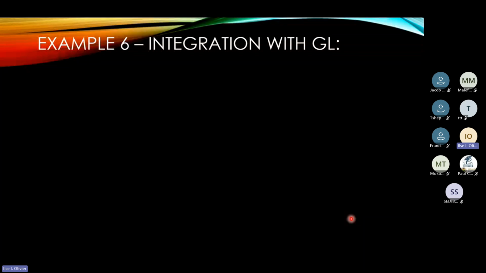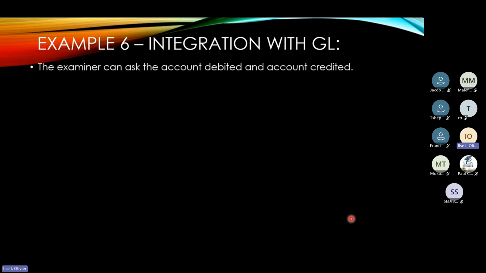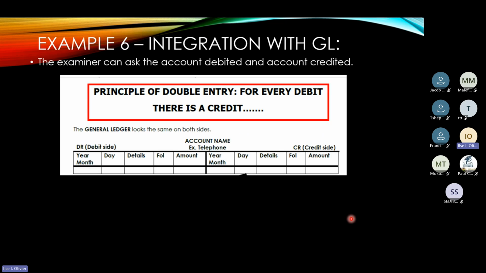We will look at this term again later, but I'm going to just introduce it to you today so that you know what we are talking about when we get there. The examiner can ask you for a debit and a credit. Now, in accounting, there's a very serious principle. We call it the double entry principle, which says that for every debit, there is a credit. And if you look at the general ledger that you're going to do, what is on the debit side is also on the credit side. So if you put 100 Rand on the debit side, you must put 100 Rand on the credit side as well.